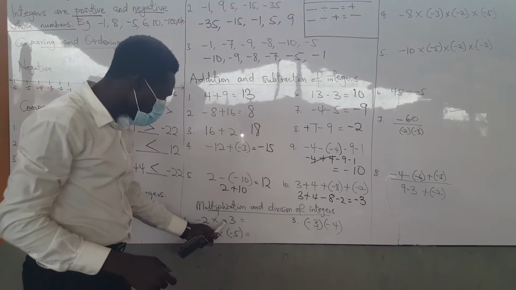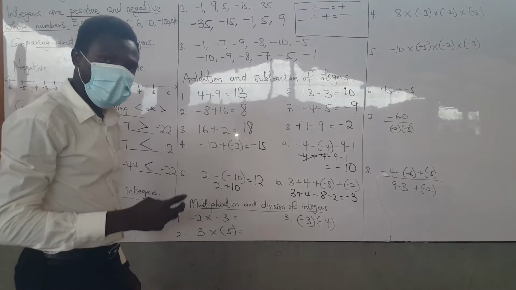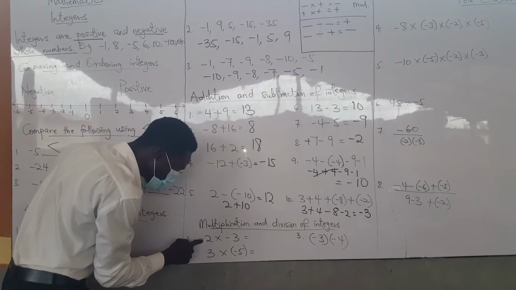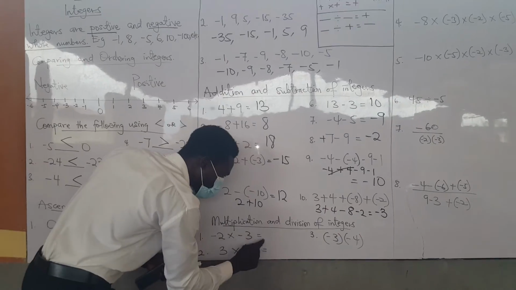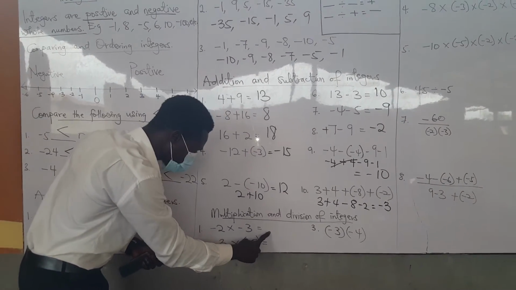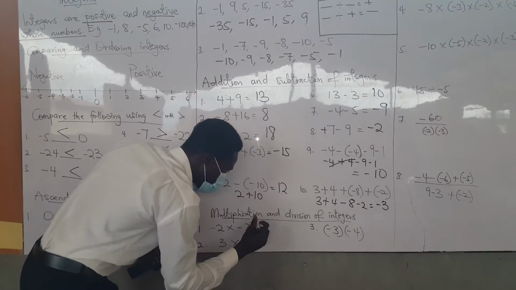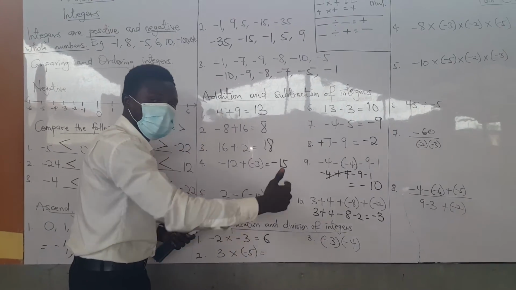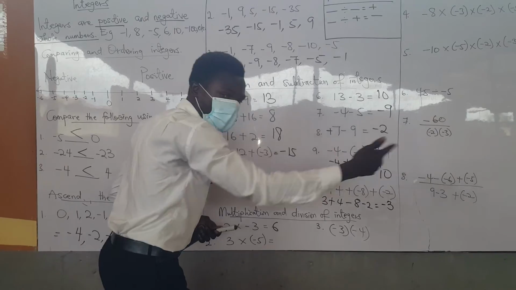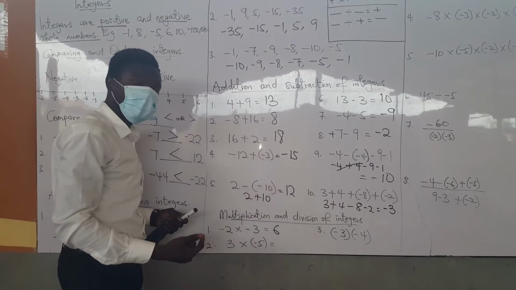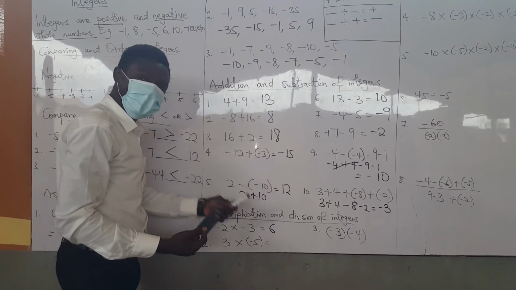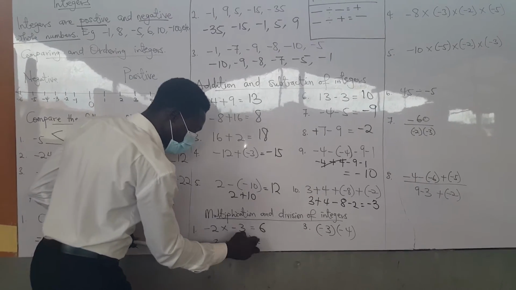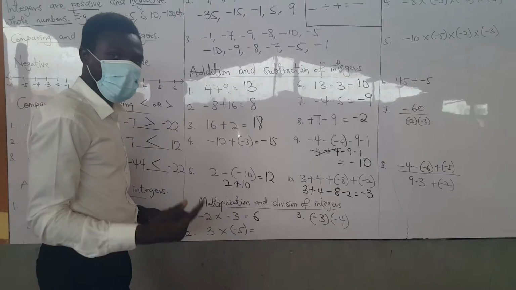Negative 2 times negative 3. Because this is negative times negative, our answer becomes positive. So we just multiply 2 times 3, which is 6. So this gives us positive 6, but we just don't write the positive. We just write 6, but there is a positive there. So negative times negative gives us positive, which is unwritten.